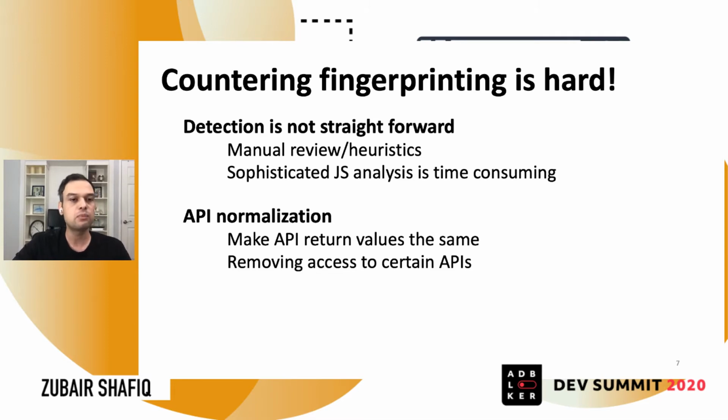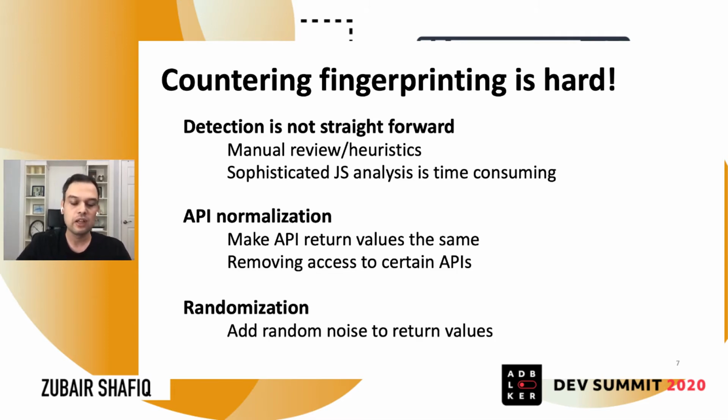Another strategy which has been used in mainstream browsers is randomization, where the goal is to break the linkability by changing a user's fingerprint at every session or page load. But just like API normalization, this can also cause breakage. And there are also concerns that randomization is not a robust countermeasure because randomization can be reversed.